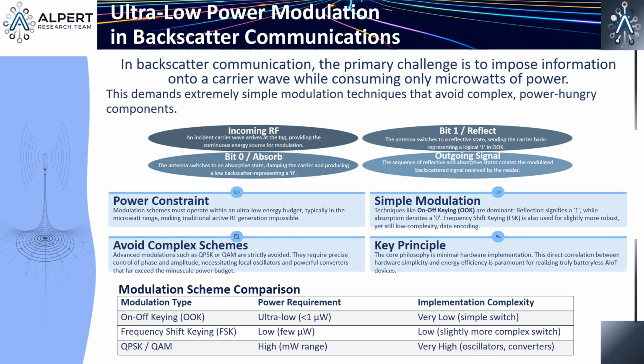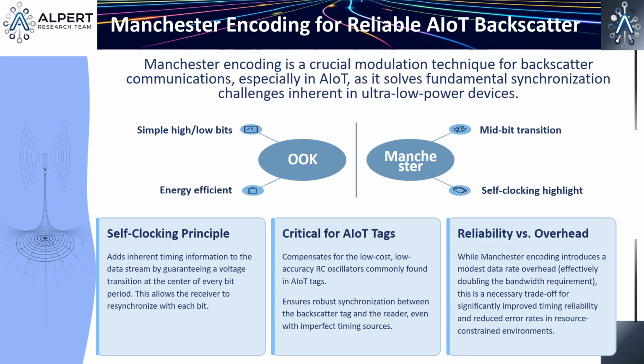But how does the device impose information, the modulation, with such minimal power consumption? The device uses the simplest possible modulation schemes. Since it's only toggling impedance, complex phase or amplitude modulations like QPSK or QAM that require sophisticated oscillators are strictly avoided. Instead, simple techniques like on-off keying, OOK, or frequency shift keying, FSK, are used. OOK is the most common, where the device simply reflects the carrier wave for a 1 and absorbs it for a 0.